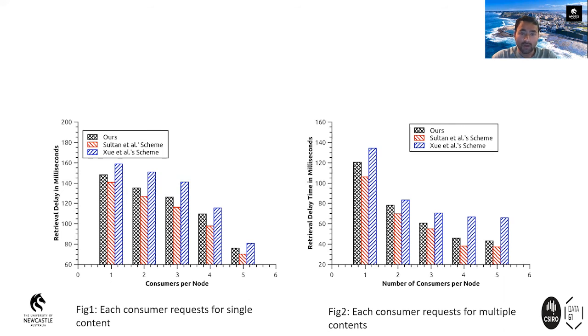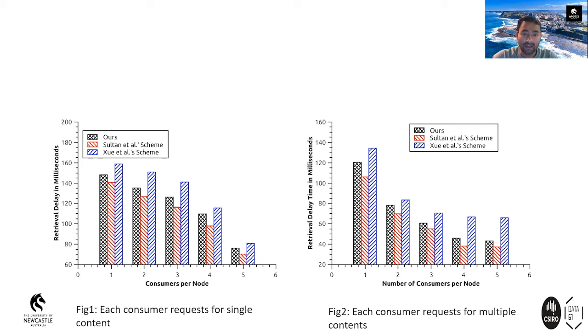We have also implemented our scheme using the MiniNDN tool, which is an emulator for NDN. Our NDN network has approximately 40 nodes. We have attached users to each node and varied it from 1 user to 5 users. The first figure shows the average content retrieval delay, where each user requests the same content. In the second figure, each user requests different types of contents. The main goal is to see the difference in average content retrieval delay in these two settings.